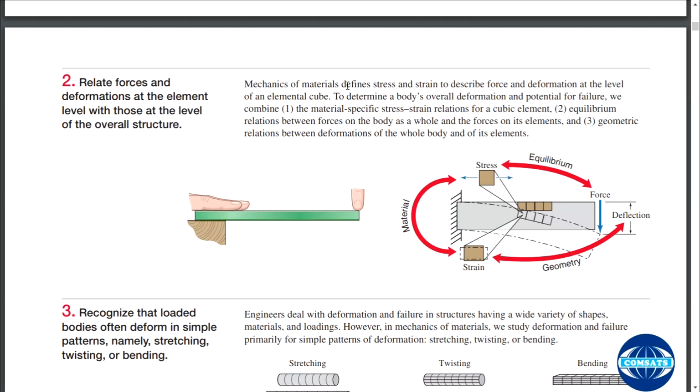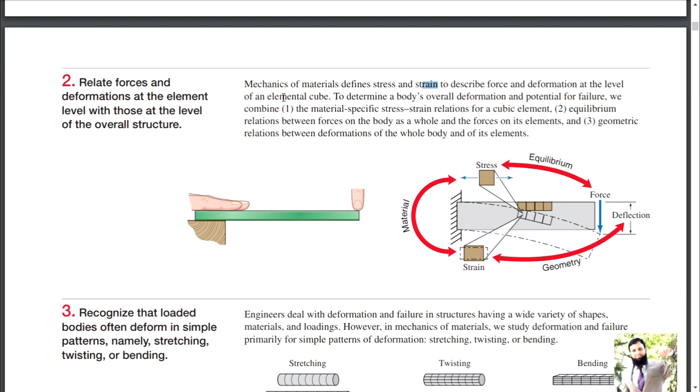Okay, mechanics of materials defines stress and strain to describe force and deformation. This is important. Mechanics of materials brings some different roles. There is a stress and there is another guy, strain, and they are related to force and deformation. Force and deformation are parents, and stress and strains are children. From force you can calculate stress, and from deformation you can calculate strain. So it's parent-child behavior, nothing else.